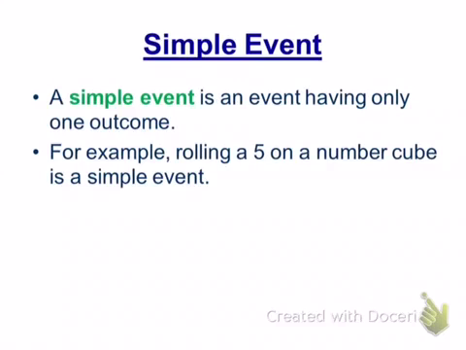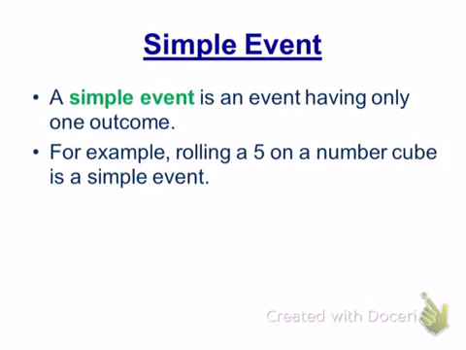Now, a simple event is an event having only one outcome. For example, rolling a 5 on a number cube. The number cube is another way of calling a dice, a single die. Rolling a 5 on a number cube is a simple event. It's one outcome. Rolling an even number on a number cube is not a simple event, right? Because how many even numbers are there? There's 2, 4, and 6. So the sample space for rolling an even number is 2, 4, or 6. It's all the possible outcomes.